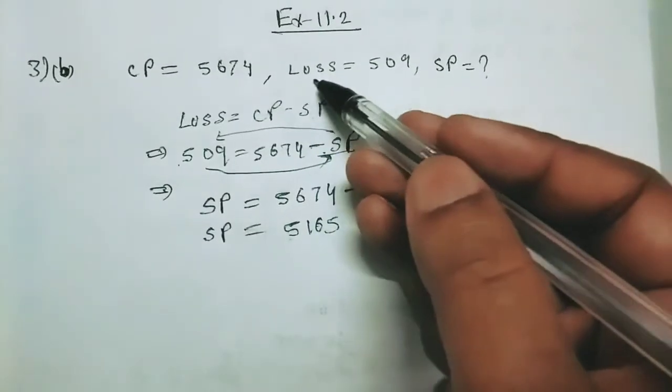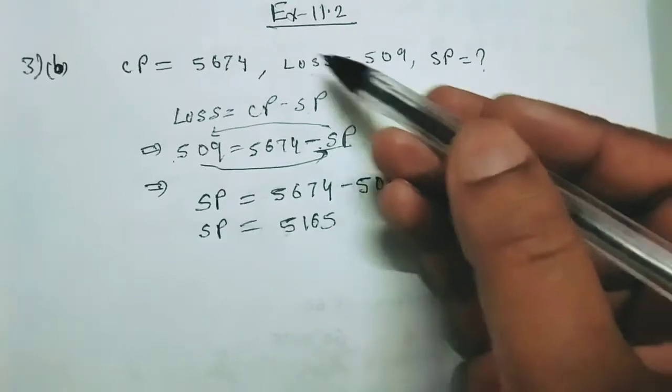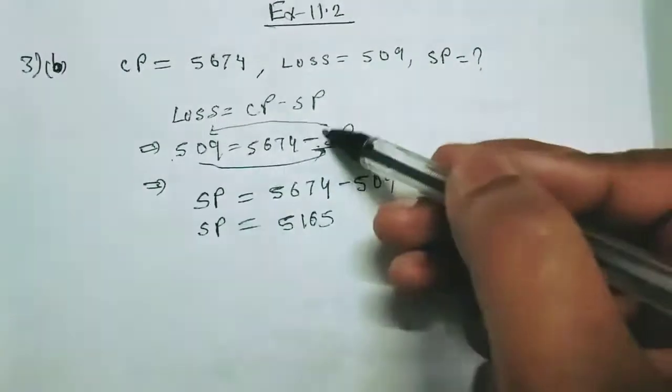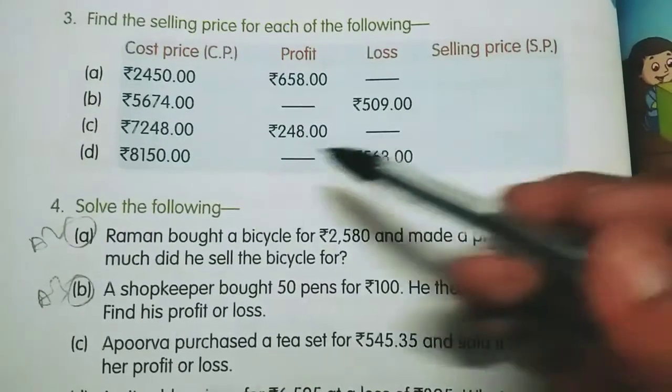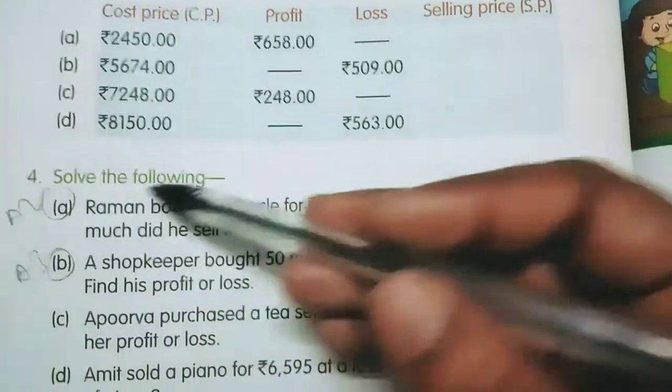So whenever loss is given, you have to apply the formula of loss. Whenever profit is given, you have to apply the formula of profit and then do the transferring. Okay, transferring of the numbers and this quantity which you have to find out. Understood? Now next C and D, do them by yourself in your homework. Now let's see question number 4.